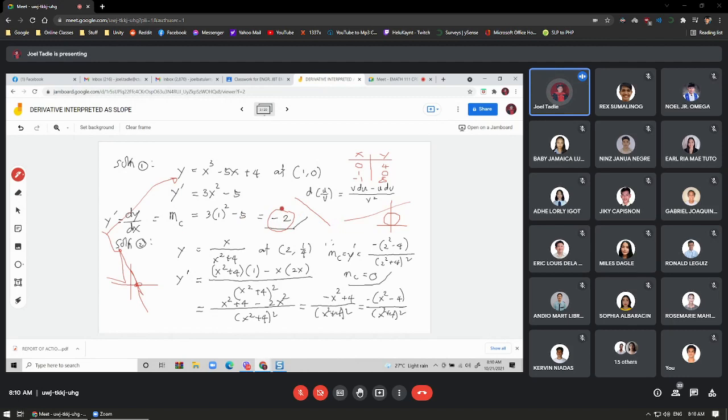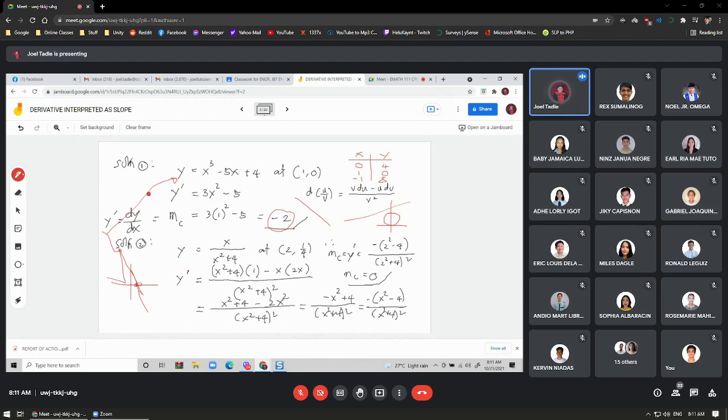Nya kung negative gani ang slope, take note ang ato ang line tangent to this curve, this equation y equals x cubed minus 5x plus 4 is going to the left. Basta negative. Pero kung positive, going to the right na siya.